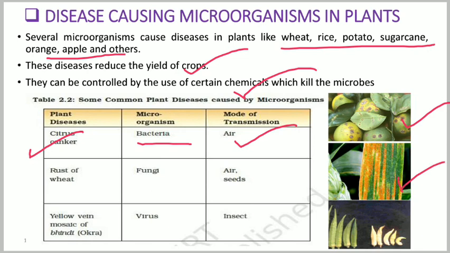Similarly, here we have the picture of the rust of wheat, which is caused by what? Fungi, and the mode of transmission is air and seed. Similarly, we have another disease causing microorganism in plants, such as yellow vein mosaic of bhindi or okra. Here we have two different types of bhindis. One is the normal or good yield bhindi, and at the right we have the yellowish vein bhindi, which is caused by what? Virus, isn't it? And the mode of transmission is what? Insect.